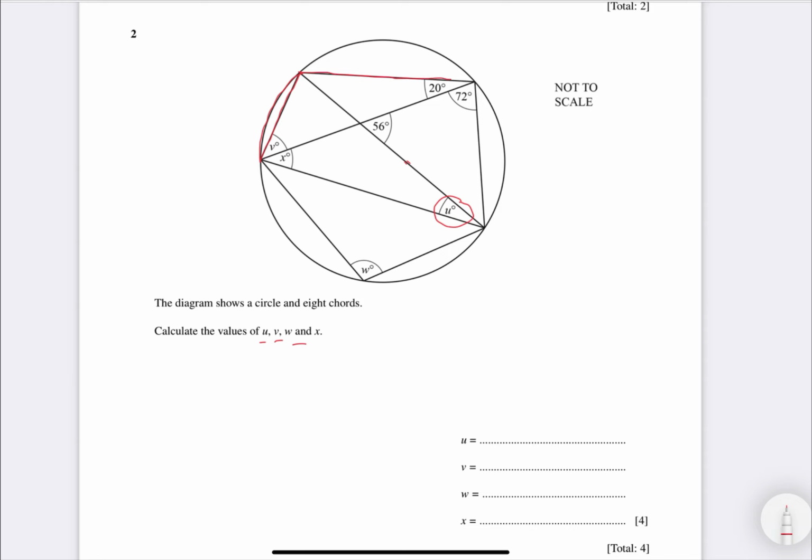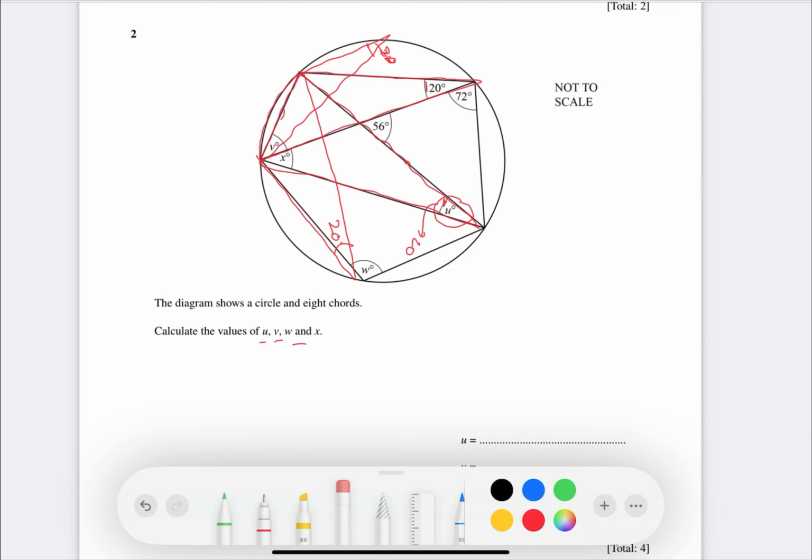Angles made by a chord or an arc in the same segment are equal. Yes or no? So will u be equal to 20? Yes, sir, because angles in the same segment by the same chord are equal. So if I ask what is this angle? It should be at the circumference. It will also be 20. Okay. What is this angle? This will also be 20 degrees. All right. So we have figured out one culprit, that is u.